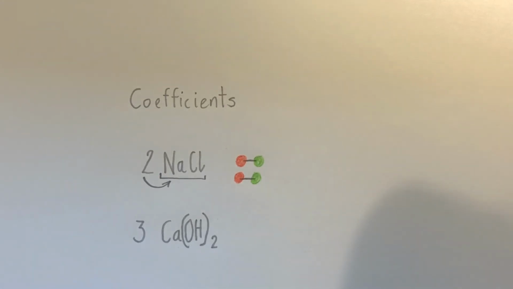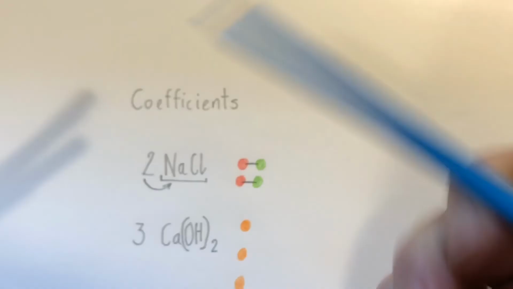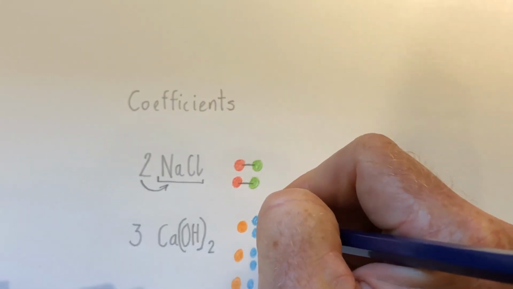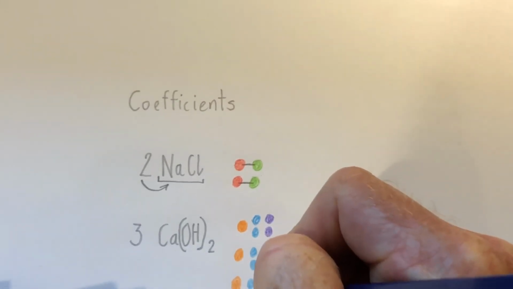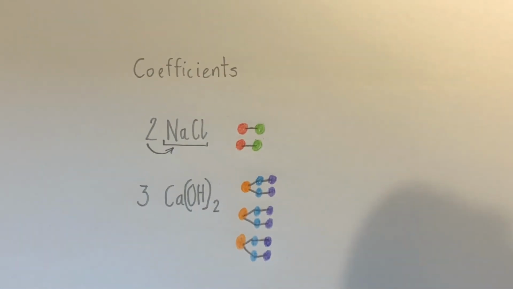We can do the same thing for calcium hydroxide, where the coefficient 3 has been put in front. So I'm going to rebuild my calcium hydroxide, except rather than just building it once, the coefficient says that I need to build it 3 times. So the model is representing 3 molecules of calcium hydroxide.